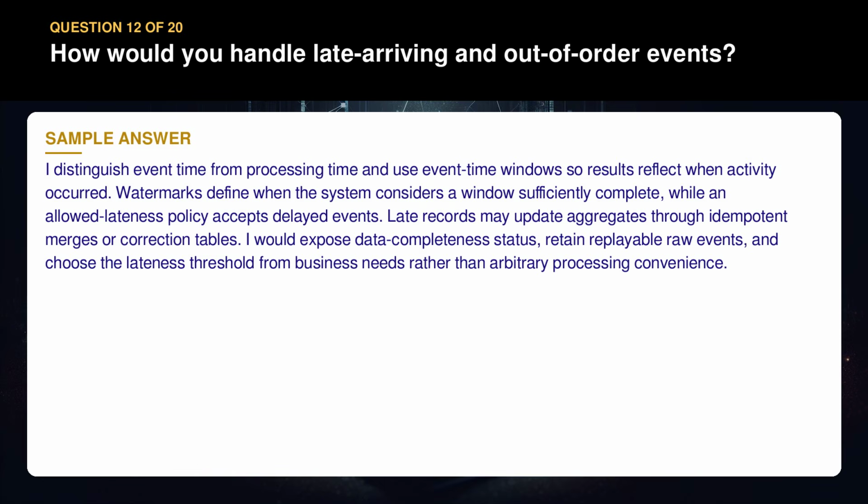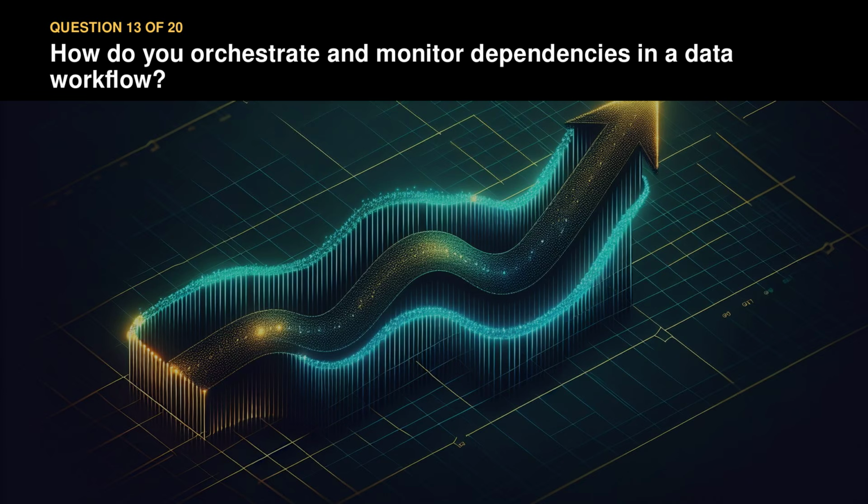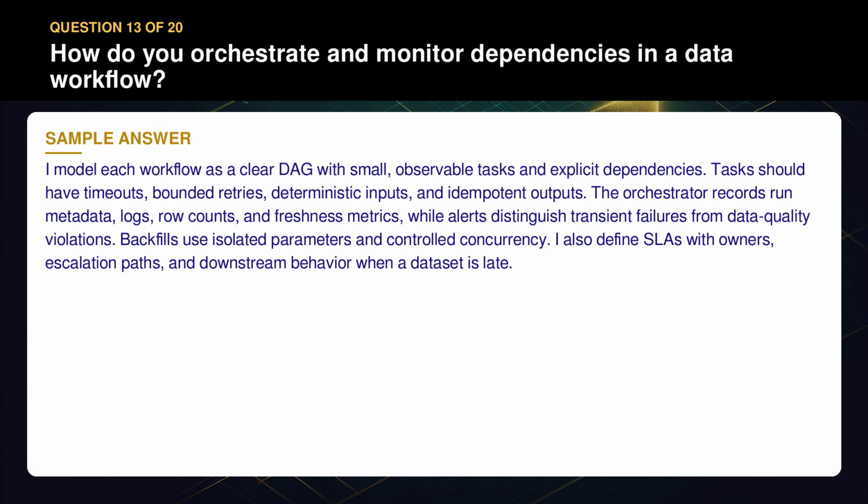arbitrary processing convenience. Be sure to mention event time versus processing time, watermarks, allowed lateness, state management, corrections, replay, idempotency, and communicating completeness to downstream consumers. Question 13. How do you orchestrate and monitor dependencies in a data workflow? I model each workflow as a clear DAG with small, observable tasks and explicit dependencies.